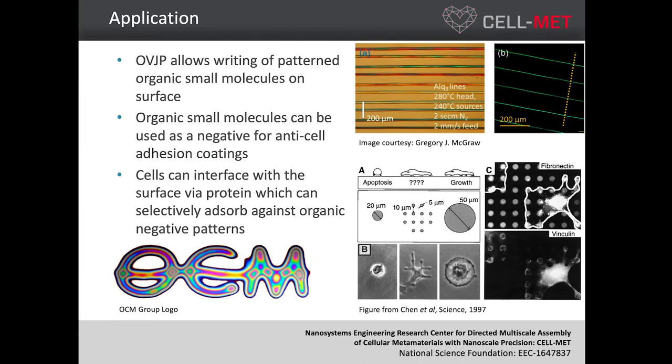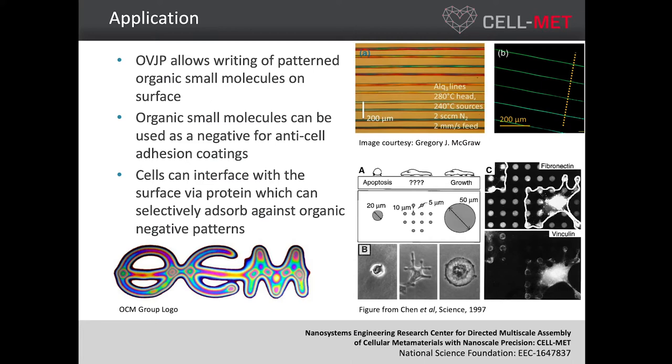Just to show that these are actually OLED materials and they didn't degrade or anything, to the right, we can see them light up. So the bottom left is actually a logo of our group, the Optoelectronic Components and Materials group. And this was actually written using the same OVJP system. So this is just to show that we can write in any arbitrary shape. So in terms of the actual organic material itself, what we've come to find in our past investigation is that it turns out that these small molecules can actually be used as a negative for other coatings. For example, stuff that we're working on right now is a functionalized perylene coating that's being done with Professor Lahan's lab, and those can be used as anti-cell adhesion layers.